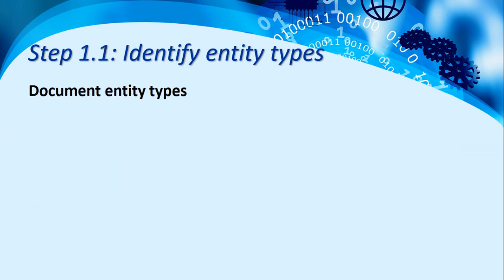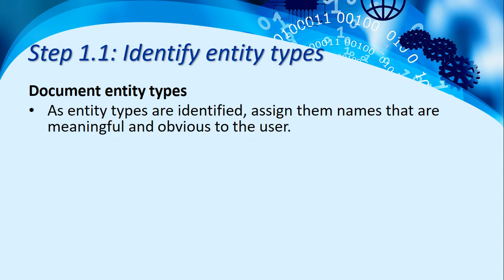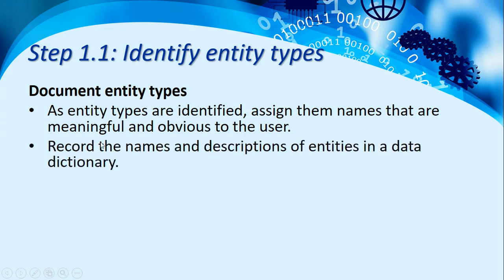And then once you have done your part, you're going to document the entity types that you have identified. As entity types are identified, once you have listed and found the entities in the user requirement specification, you assign them names that are meaningful and obvious to the user. Then record the names and descriptions of entities in the data dictionary. I'll show an example of the data dictionary in the next slide.